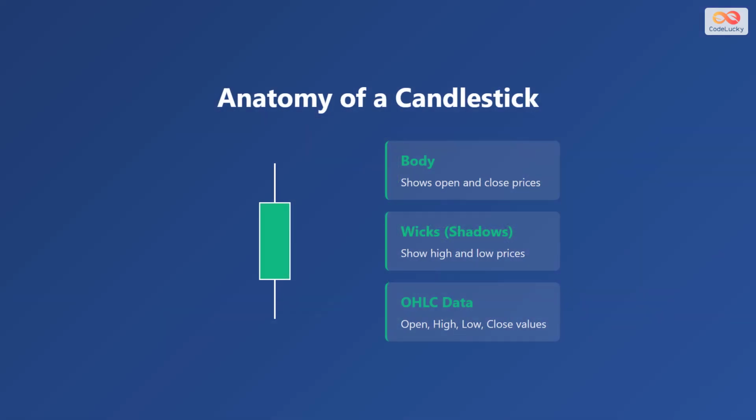Every candlestick has three main components. First is the body, which shows the difference between the opening and closing prices. Second are the wicks, also called shadows, which show the highest and lowest prices reached during that time period. Together, these elements display four critical data points: open, high, low, and close, commonly referred to as OHLC data. Understanding these basic parts is essential for reading any candlestick chart.